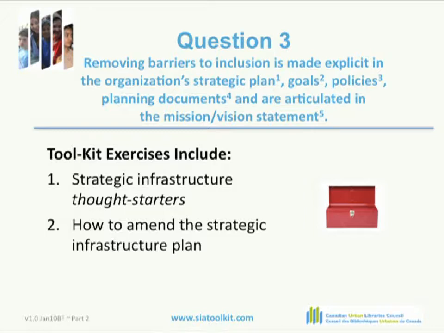Question 3 states: removing barriers to inclusion is made explicit in the organization's strategic plan, goals, policies, and planning documents, and is articulated in the mission and vision statement. Within the toolkit, you'll find exercises such as strategic infrastructure thought starters and how to amend an infrastructure plan. For example, some of the thought starter questions we have included are: do the mission and vision statement reflect the focus on social inclusion? What policies should be amended? What are the benefits of becoming more inclusive?